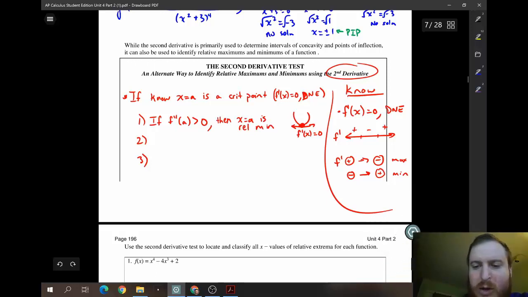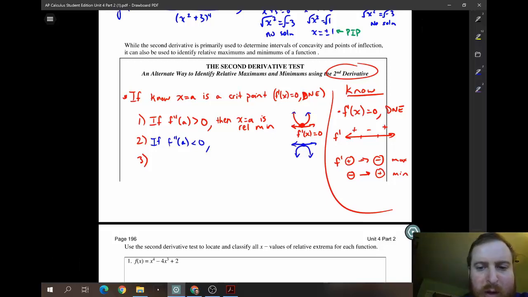Then we'll also have the opposite case. If f double prime is less than 0 when we plug in a, that's concave down. What does concave down look like? It's this shape. And we know it's that top point because, again, f prime of x was equal to 0. So that's showing a relative maximum. So x equals a is a relative maximum.